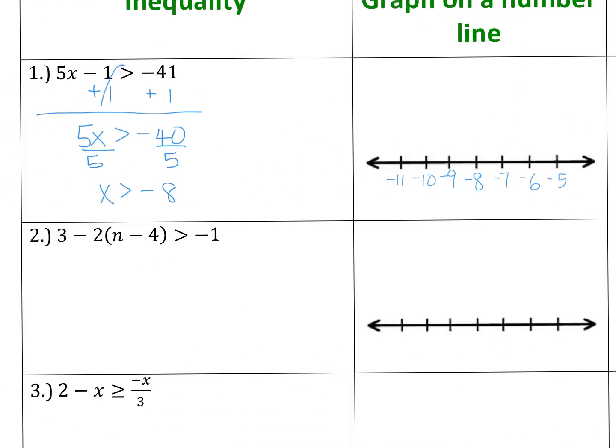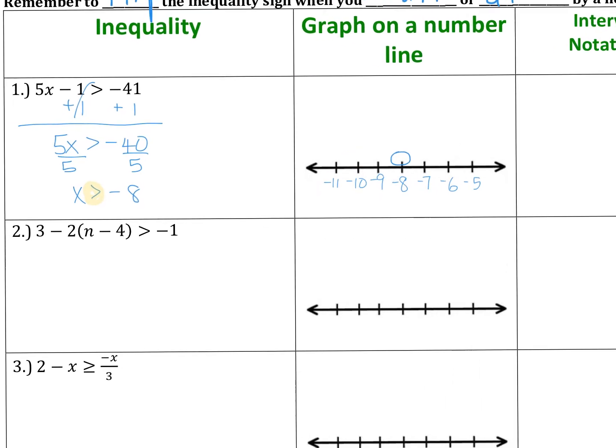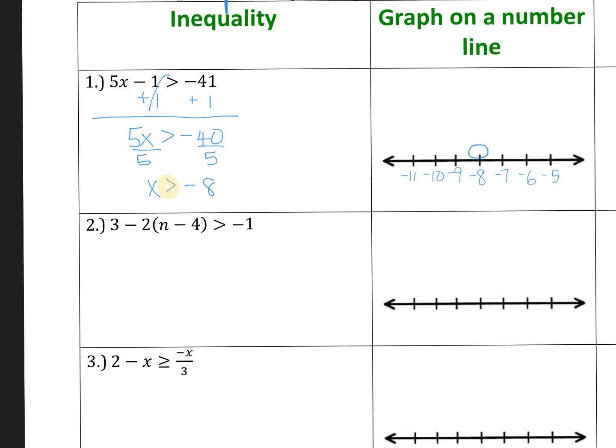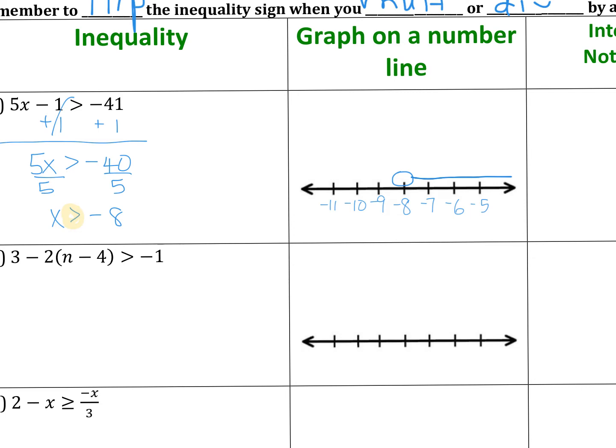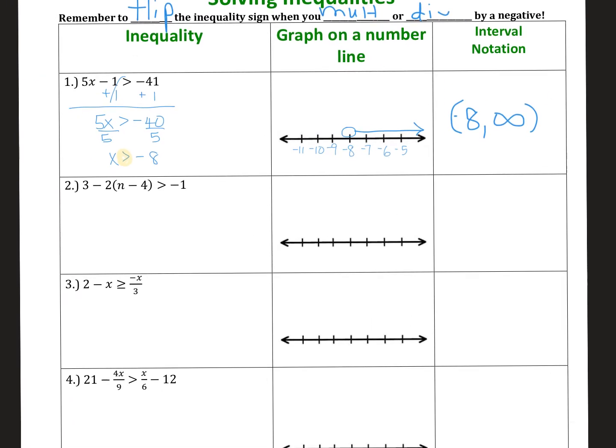So let's go back and take a look. This inequality symbol that we're looking at right here is a greater than symbol, so we're going to draw an open circle. I'm going to draw an open circle at negative 8, and it says x is greater than negative 8, so I'm going to draw an arrow going right. The way I write this in interval notation is negative 8 gets a parenthesis and it goes to infinity. So all the numbers between negative 8 and infinity are answers, not including the negative 8. All right, let's try another one.